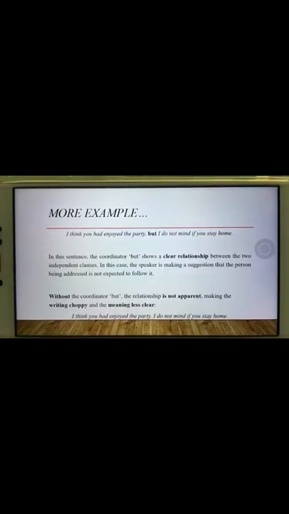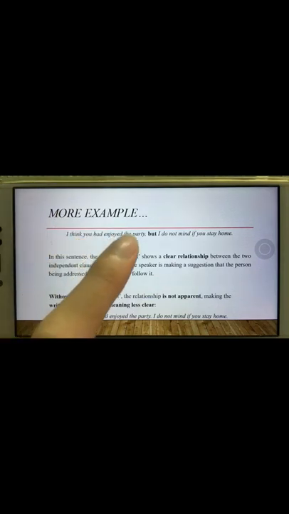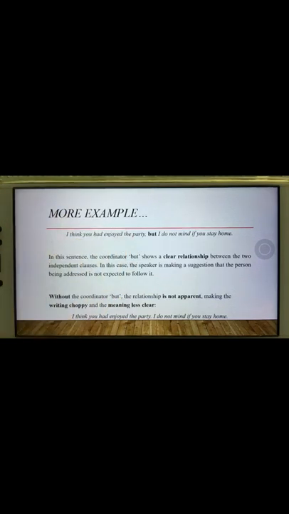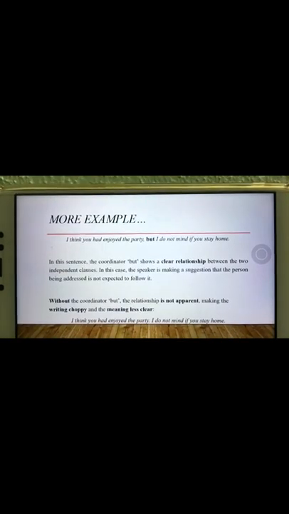Let's look at more examples. I think you had enjoyed the party, but I do not mind if you stay home. In this sentence, the coordinator but shows a clear relationship between two independent clauses. In this case, the speaker is making a suggestion that the person being addressed is not expected to follow. For instance, a mother tells a son, I think you had enjoyed the party, but I do not mind if you stay home, which means the mother actually suggests her son stay home instead of going for another party to continue to enjoy the party.